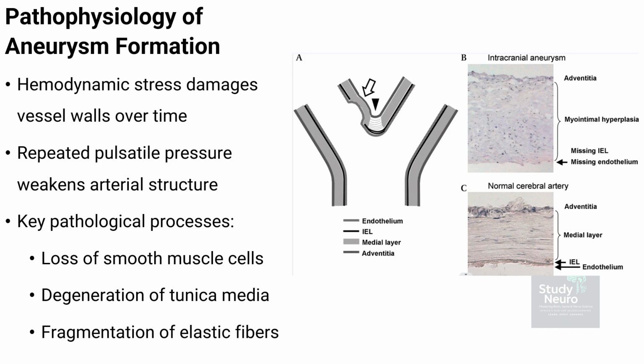Aneurysm formation begins with ongoing stress on the arterial wall. Blood flow creates constant pressure, and over time, this repeated force gradually weakens the vessel structure. At the tissue level, the wall starts to fail in a stepwise way. Smooth muscle cells are lost, the tunica media becomes thin and fragile, and the elastic fibers break down, reducing the vessel's ability to recoil. These changes do not happen suddenly. They build slowly. The end result is a vessel that cannot withstand normal hemodynamic forces, making it prone to progressive dilation and aneurysm formation, especially at sites exposed to higher flow stress.